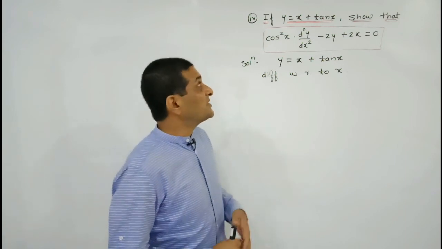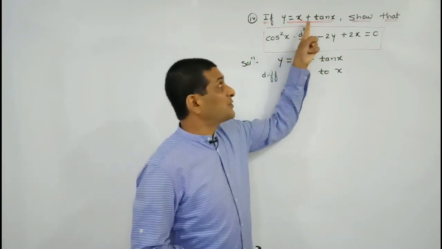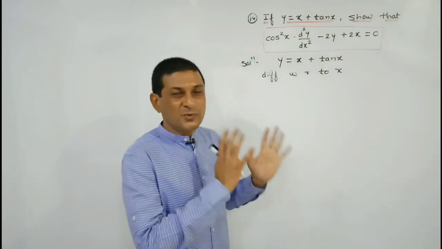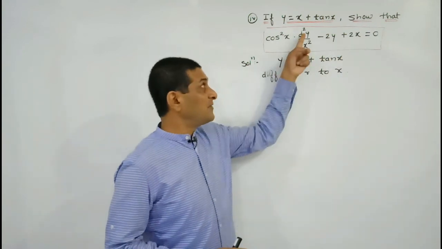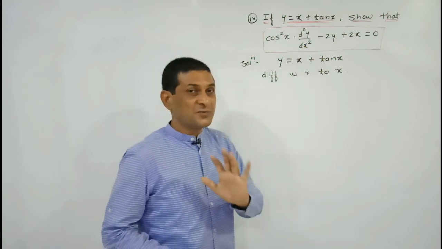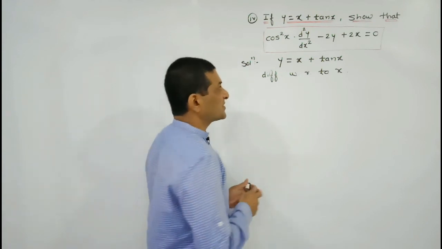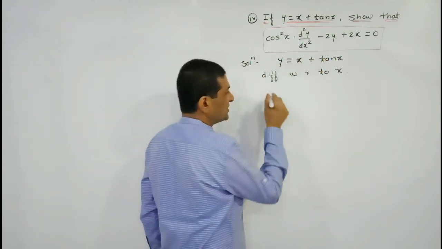Now see the example number 4. In this case, what is the given function? Y is equal to x plus tan x, and we have to show that the value of this expression is 0. Here also we can observe this expression. We will require the value of d2y upon dx square. So first we are trying to find out the value of d2y upon dx square. So first consider the given function. We are differentiating it with respect to x.